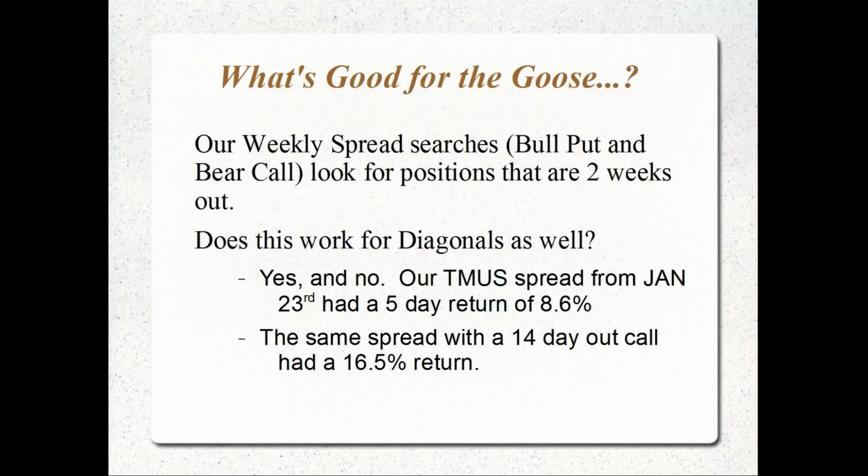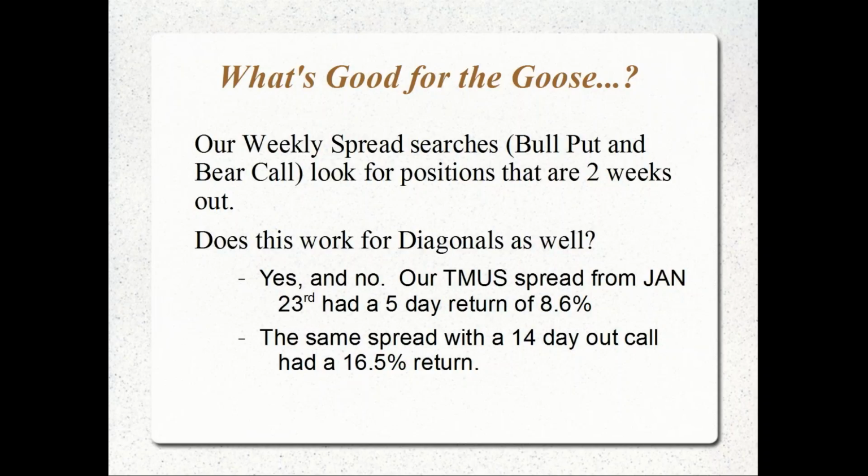But if it's good for the goose, is it good for the gander? Does that work the same with diagonals as well? Yes and no. That 8.6% spread diagonal I mentioned that matched our criteria when applying the MACD and the Bollinger Band was for T-Mobile US, TMUS. And the spread on January 23rd for the 1 week out, selling that 4 or 5 day out call for that Friday's expiration against the 30 to 60 out long call had a 5-day return of 8.6%.